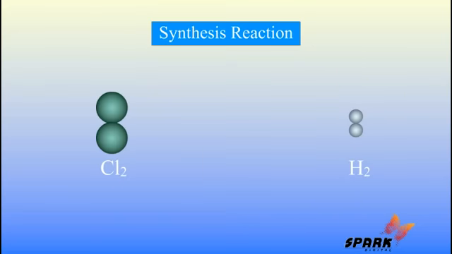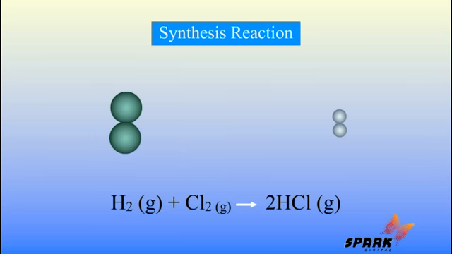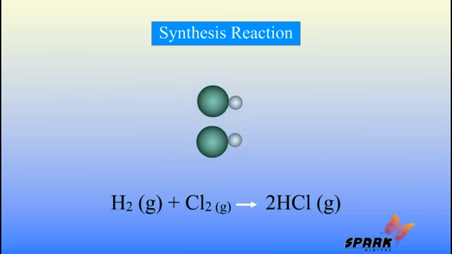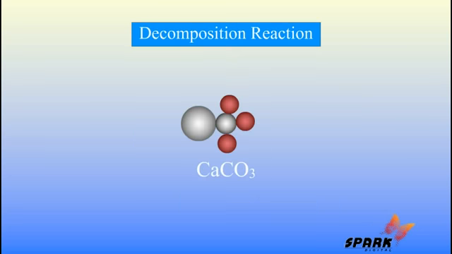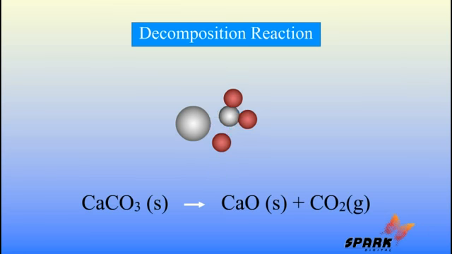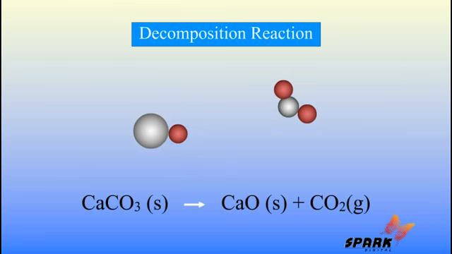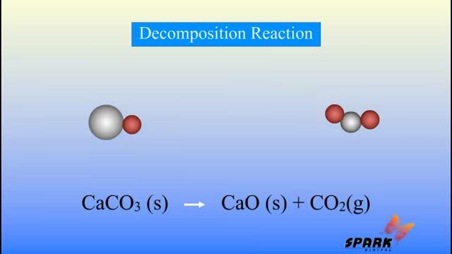In a synthesis reaction, 2 or more elements or substances combine together to form a new substance. For example, when a mixture of hydrogen and chlorine is placed in sunlight, hydrogen chloride gas is formed. In a decomposition reaction, a substance is decomposed into 2 or more simple substances. For example, when calcium carbonate is heated, CaO and CO2 are formed.